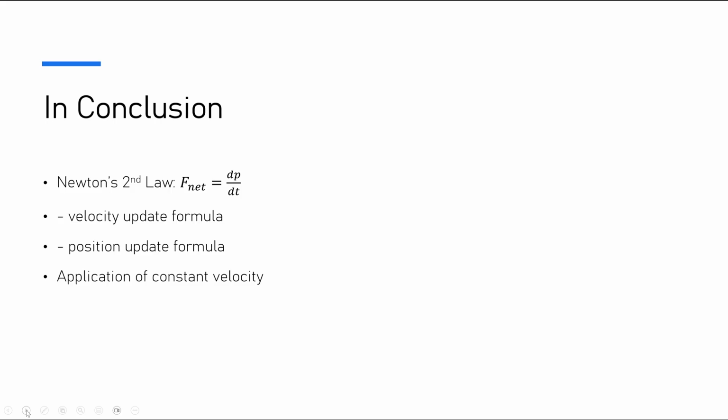So in conclusion, we used Newton's second law, which is F net equals the change in momentum over the change in time, using the velocity update formula and position update formula to show the constant velocity. And yeah, thank you.